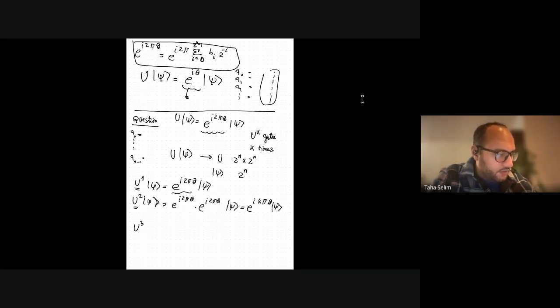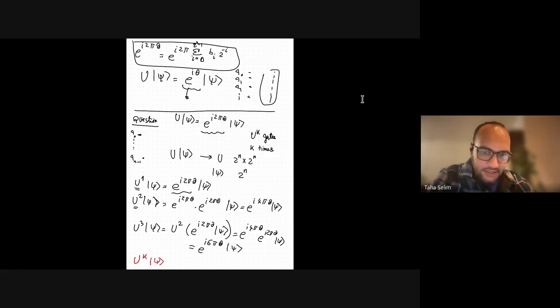If I use U^3 acting on psi, this will give me U^2 acting on e to the power i 2 pi theta of psi. That will give me e to the power i 4 pi theta times e to the power i 2 pi theta acting on psi, and this will give me e to the power i 6 pi theta acting on psi. So we get a general rule here: U to the power k acting on psi equals e to the power i 2 pi k theta acting on psi.